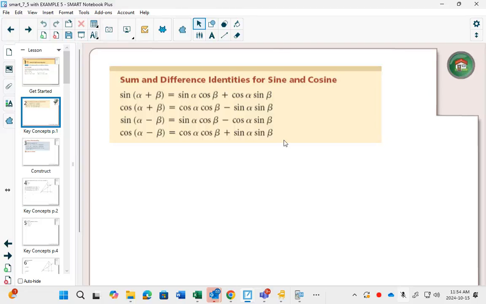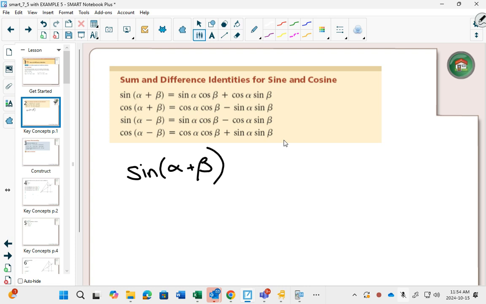On page 636, you have the sum and difference identities, which are complicated identities. First of all, you have two angles. If you have one angle, we like to use the Greek letter theta. But if you have two angles, then they introduce two new Greek letters for you. This is the Greek letter alpha, and this is the Greek letter beta.